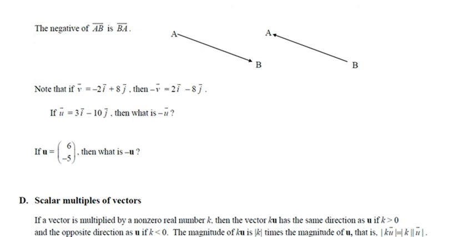Note that if v is equal to negative 2i plus 8j, then negative v is equal to positive 2i minus 8j. You're just going to change the signs. If u is 3i minus 10j, then what is negative u? Minus 3i plus 10j.